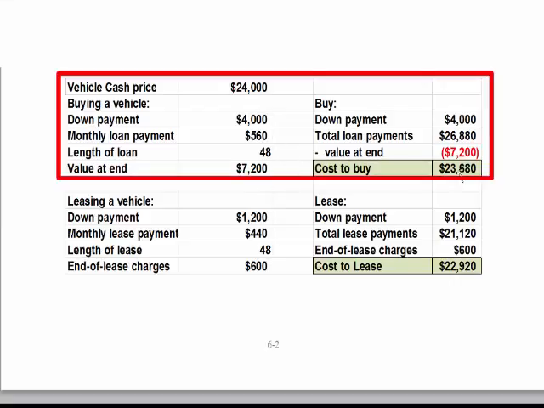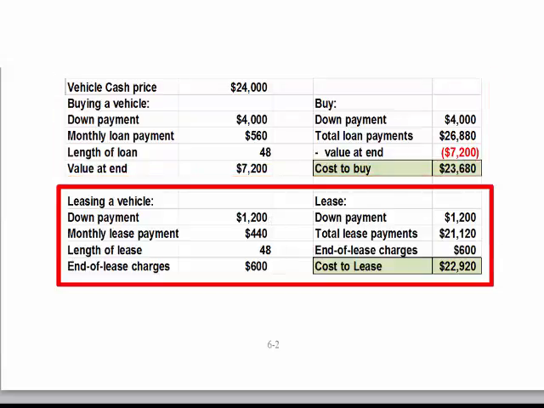Buying, cost to buy it, down payment, the total of the loan payments, monthly loan times 48, minus the value at the end. Leasing, the cost to lease. So the cost to lease is slightly less.